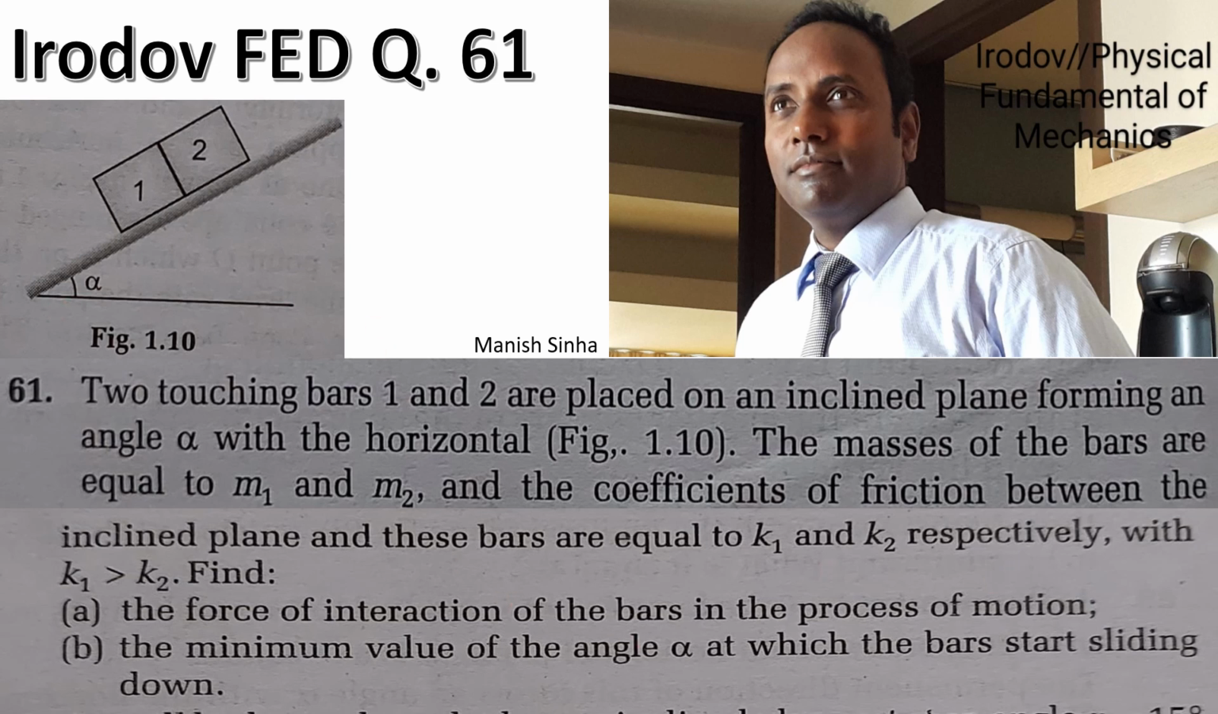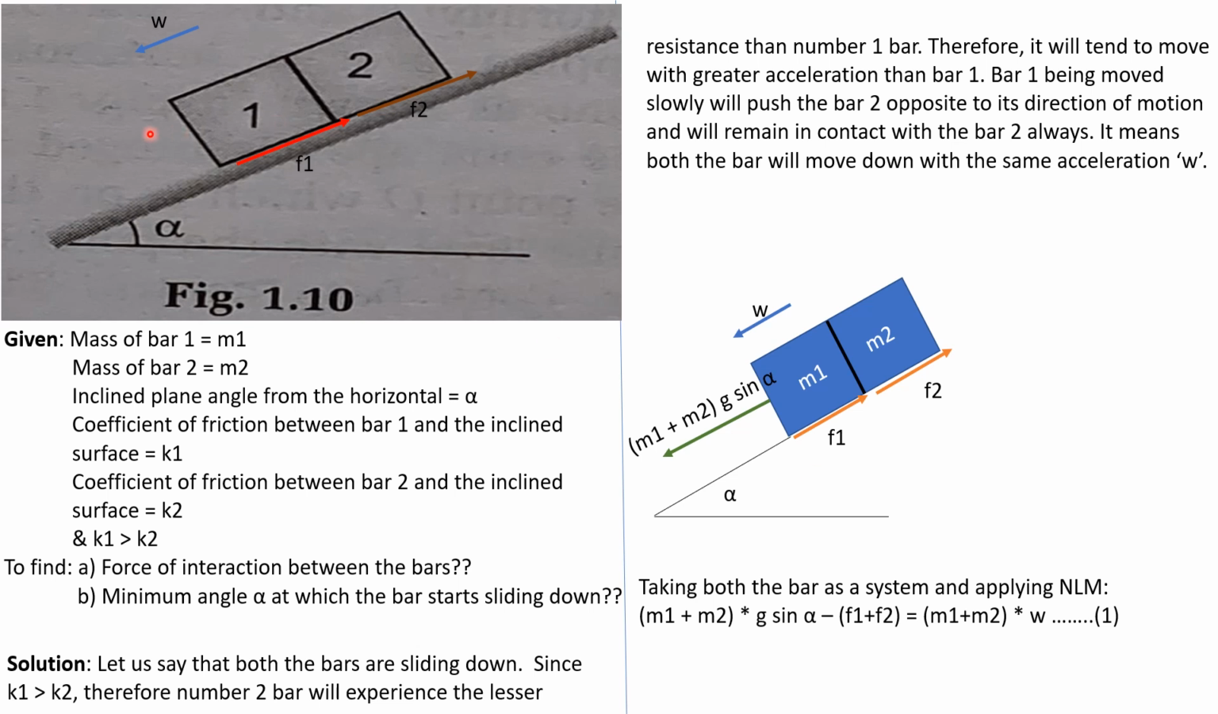Okay, so first we will collect all the data. In the question, given: mass of bar 1 is m1, mass of bar 2 is m2, inclined plane angle with the horizontal is alpha, coefficient of friction between bar 1 and the inclined surface is k1, between bar 2 and the inclined surface is k2, and k1 is greater than k2. To find: the force of interaction between the bars and the minimum angle alpha at which the bars start sliding down. These are given in the question, but for convenience we have collected them here.